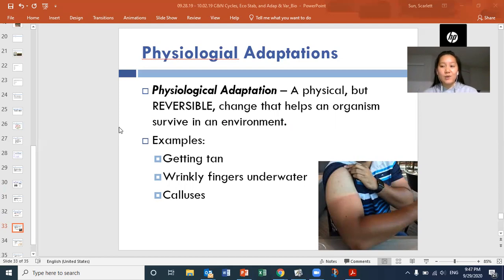If you can, I want you to try to think of something. It doesn't have to be in humans, it can be in animals, of a reversible process that is an adaptation that helps an organism survive in an environment. Write it down. If you need to, you can actually look one up, but phrase it in your own words.